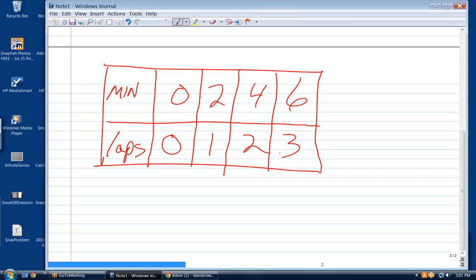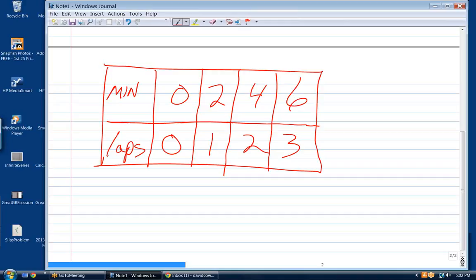Okay, and what's the question? Use the table to find the rate. And that one's actually really easy. So what's the answer? 0.5 laps to every minute. Right.